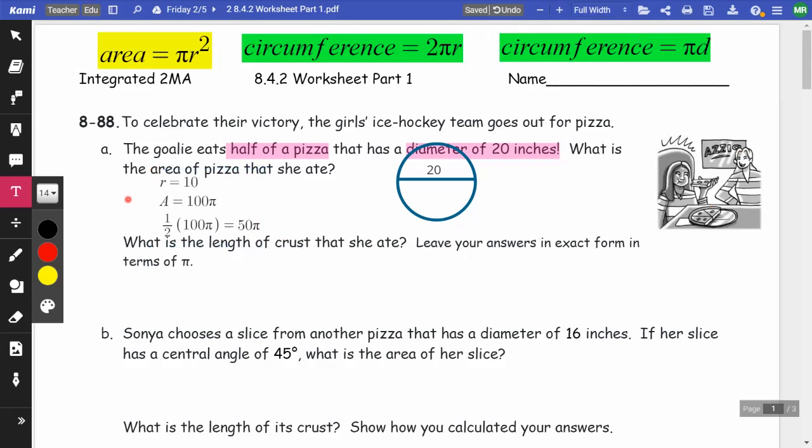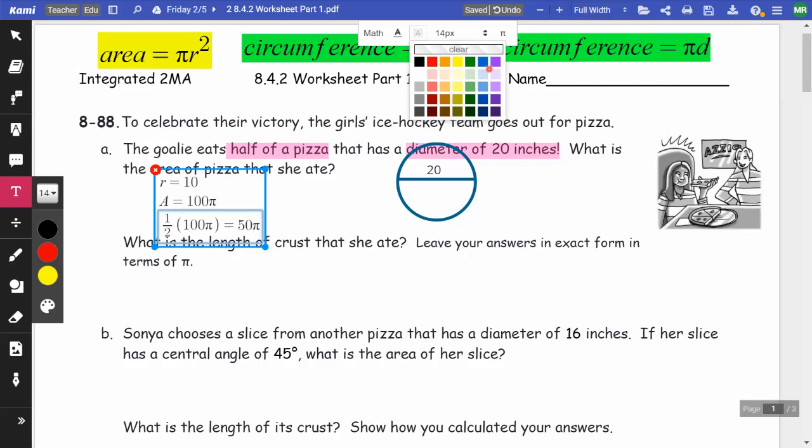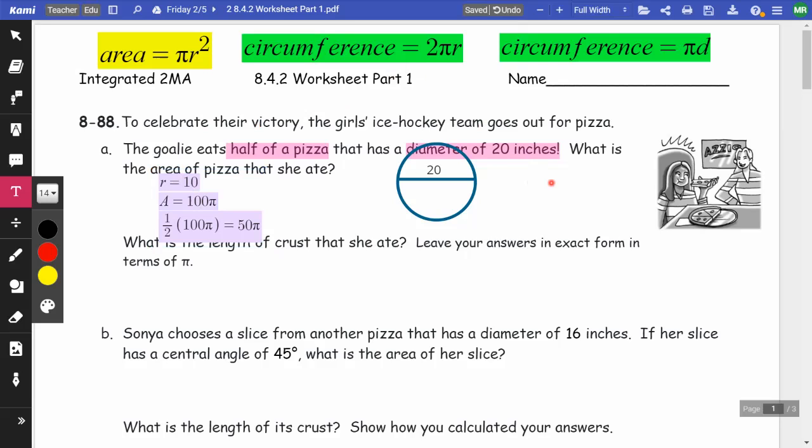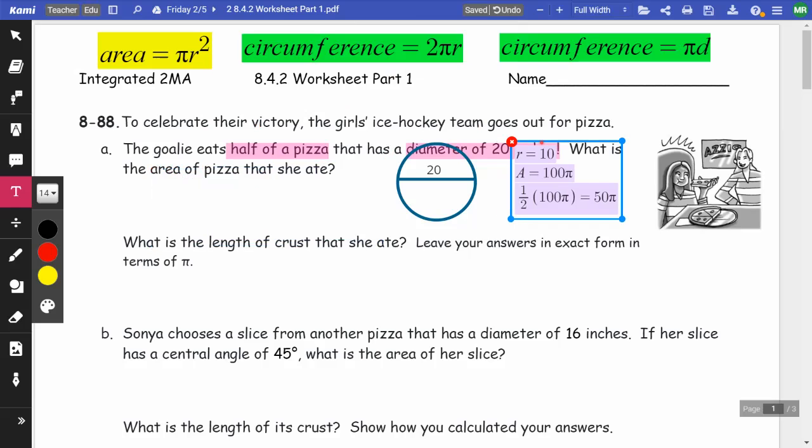Okay, and that is going to be, here, let me just highlight it. So we can see that. And so that is going to be our answer for this, and here, I'll move it over here. Now, that is the area of the pizza she ate. It says, what is the length of the crust that she ate?